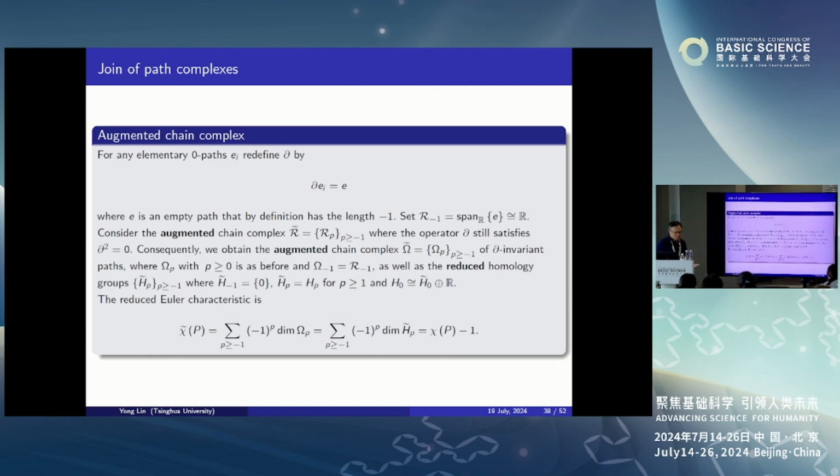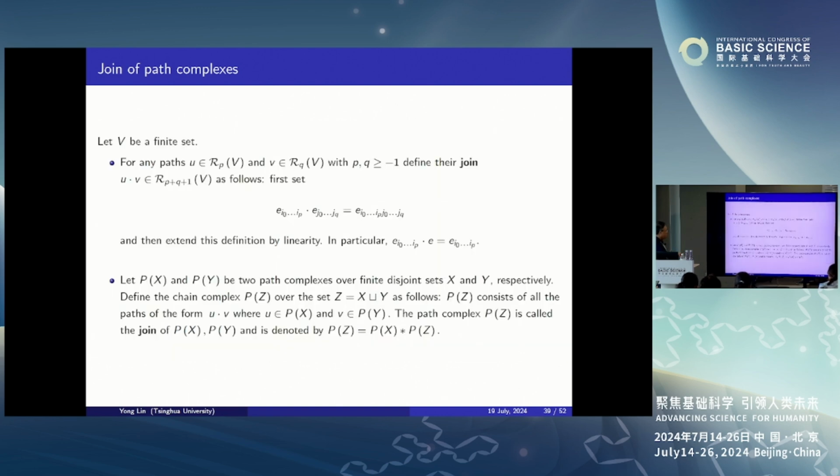This is for the Cartesian product of graphs. We can also do a similar thing for the join of path complexes. For this case, we need to use the so-called augmented chain complex. We add some space we call R_{-1}, the span of this E, where E is the empty path by definition. I will not go through this in detail.